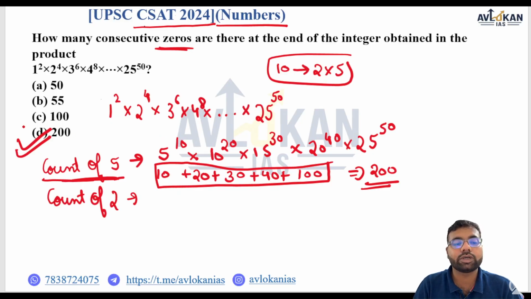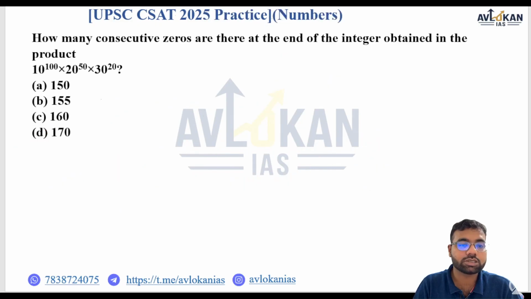Okay, let's jump on to our today's practice question. It is also similar. How many consecutive zeros are there at the end of the integer obtained in the product? 10 to the power 100 into 20 to the power 50 into 30 to the power 20. I hope you all will be able to solve this one, and you can get the solution on our Telegram channel.